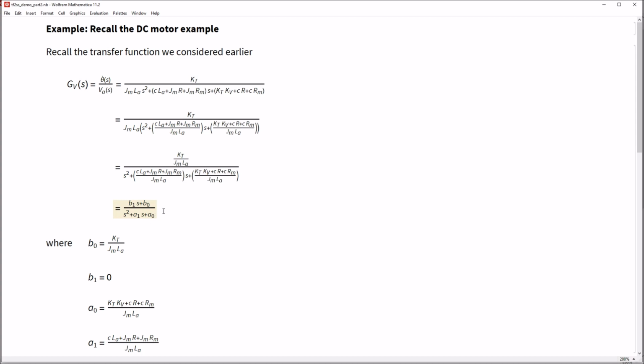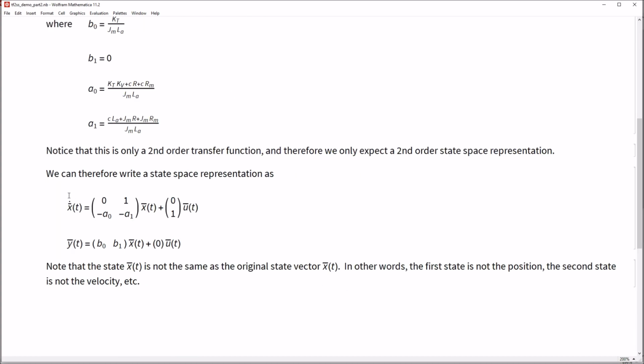So this is exactly the format we were just looking at when we were discussing this controllable canonical form of this transfer function. In this case, here are the coefficients of the numerator, the b0 and the b1, and the coefficients of the denominator, the a0 and a1. So let's do the exact same thing we did earlier, except now instead of a third order state space representation, since this is only a second order transfer function, we expect a second order, or a 2 by 2 A matrix. So that's what we've got down here. So this is now the controllable canonical form state space representation of the transfer function, right?